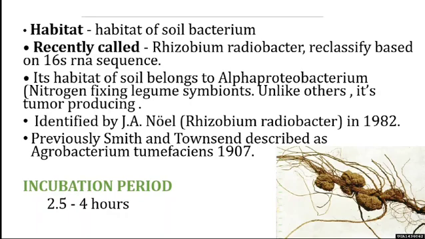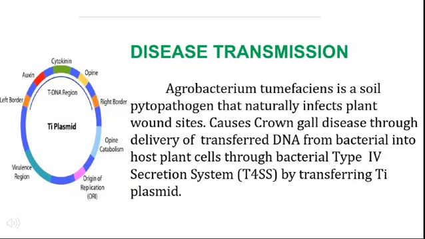Previously, Smith and Townsend described it as Agrobacterium tumefaciens in 1907, and the incubation period of Rhizobium radiobacter is 2.5 to 4 hours. Now, the transmission of disease. Agrobacterium tumefaciens is a soil phytopathogen that naturally infects plants at wound sites and causes crown gall disease through delivery of transferred DNA from the bacterium into host plant cells through the bacterial type 4 secretion system by transferring the Ti plasmid.